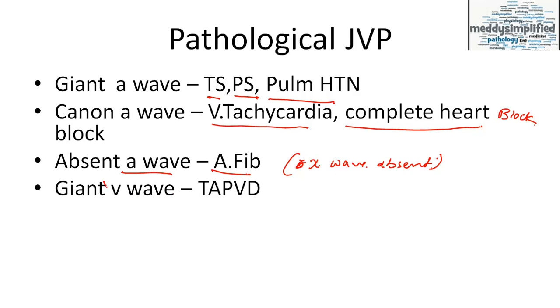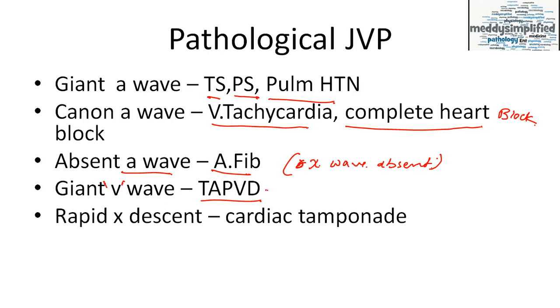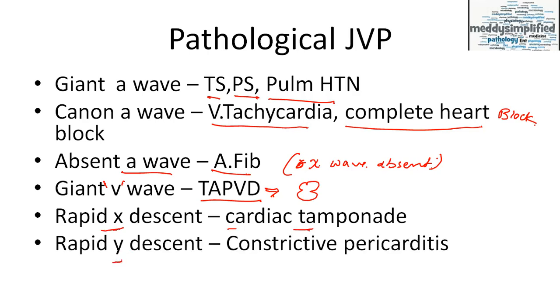Then next is giant V wave. Okay, giant V wave. It is seen in total anomalous pulmonary venous disease. Then in this TAPVD, what we see is the snowman appearance, which was recently asked in an exam. Rapid X descent occurs in cardiac tamponade, and rapid Y descent occurs in constrictive pericarditis.